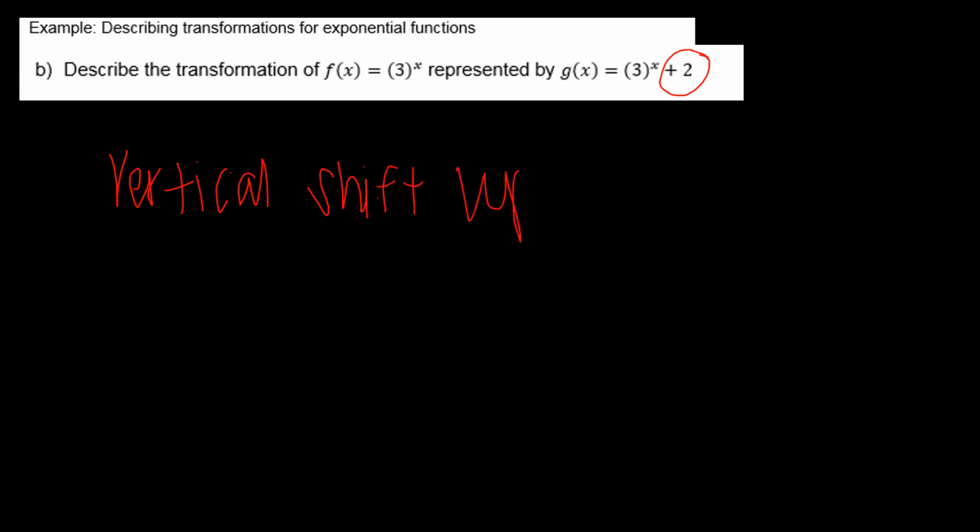Okay, our next one. Describe the transformation of f of x equals 3 to the power of x, represented by g of x equals 3 to the power of x plus 2. So from f to g, the only difference is the plus 2. So again, that is on the outside. It's not attached to x, so we know it's vertical. It's plus or minus, so we know it's a shift. So we just have to figure out the direction. So vertical plus would be up.